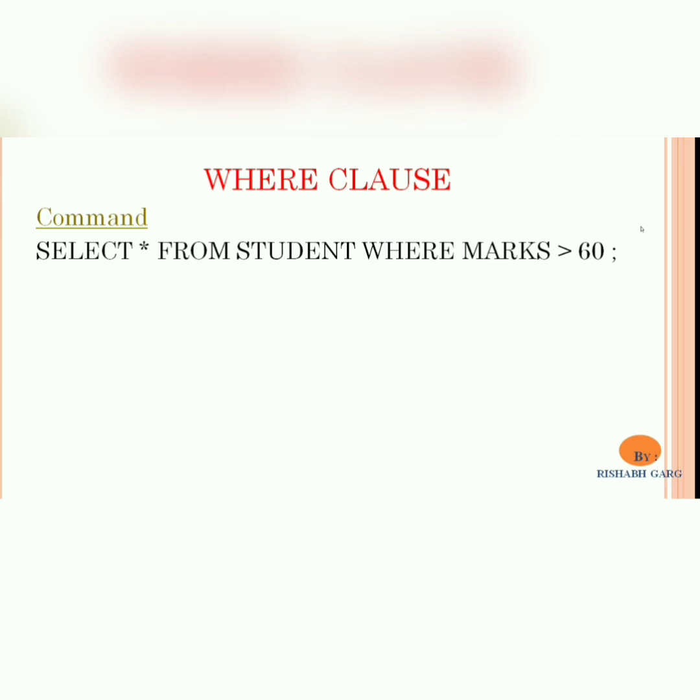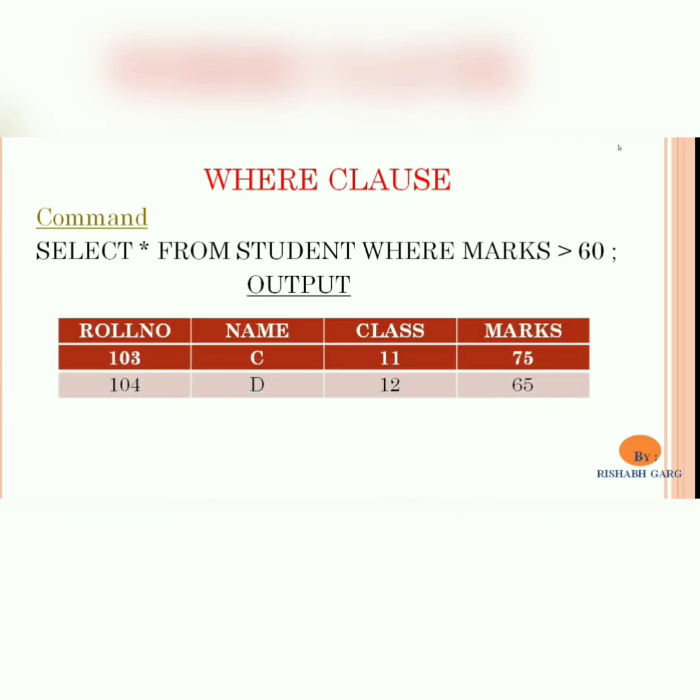First we will write the same command which we have learned for entire record, that is select star from student. Then after we will write the where clause and write the condition which is given in the query, and at last we will use the semicolon for terminating our command. When you execute this command, the following result will be displayed. So here in the result only those records will be displayed whose marks are greater than 60.